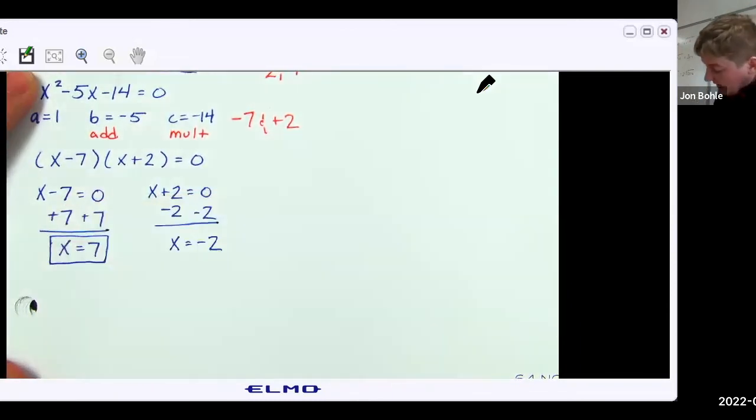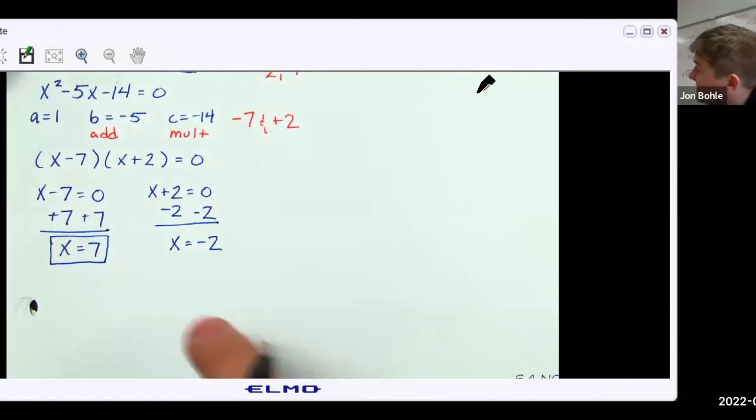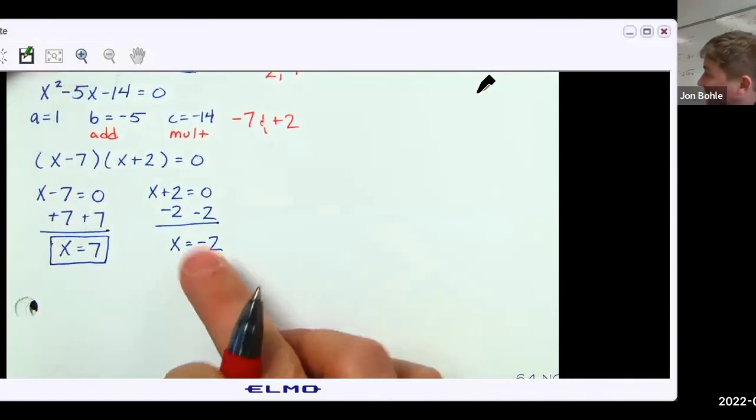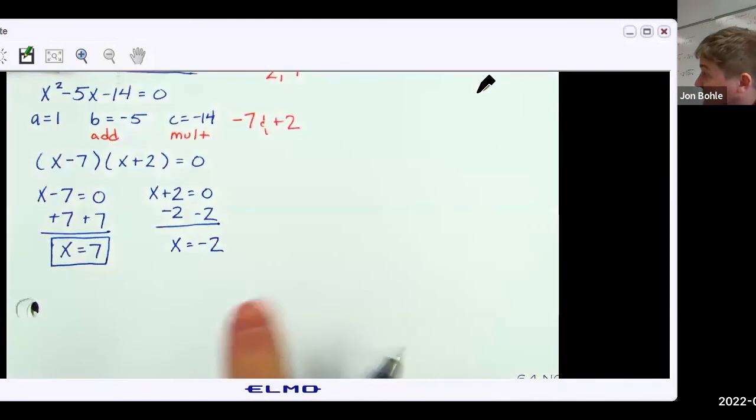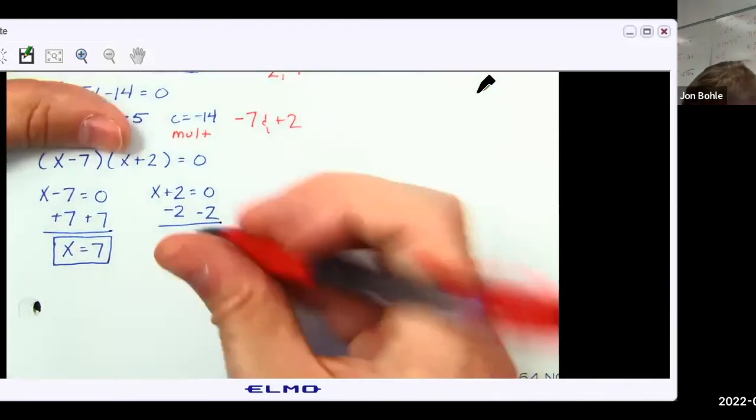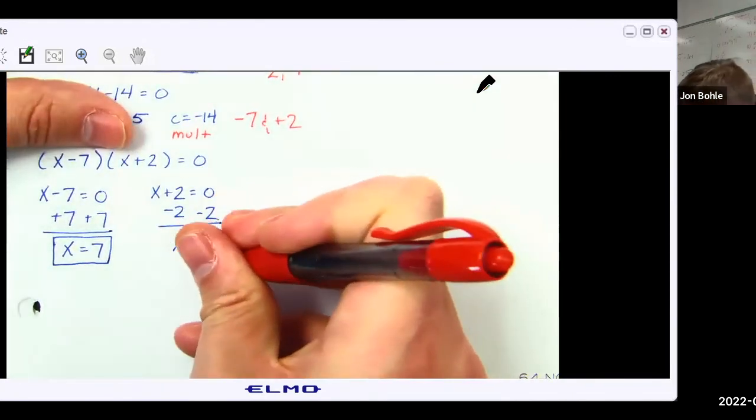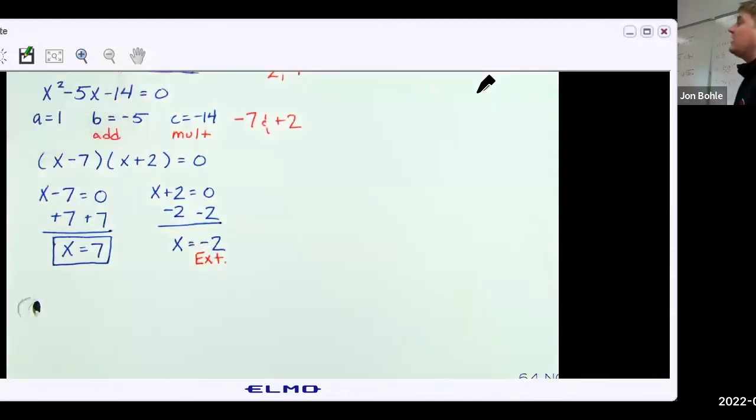That is going to make this answer extraneous. So this answer is kind of an imposter. We did all this math and it comes out and it works, but it just actually isn't an answer. You're going to communicate to me an answer that is extraneous by not boxing it in or circling it, and by putting a little ext next to it for extraneous or extra.